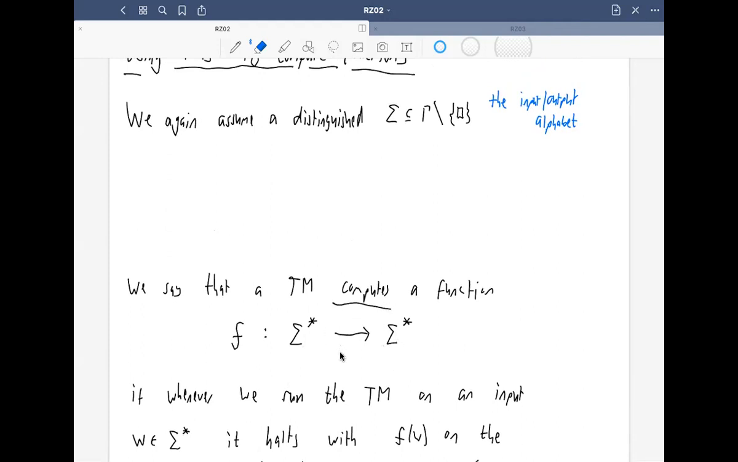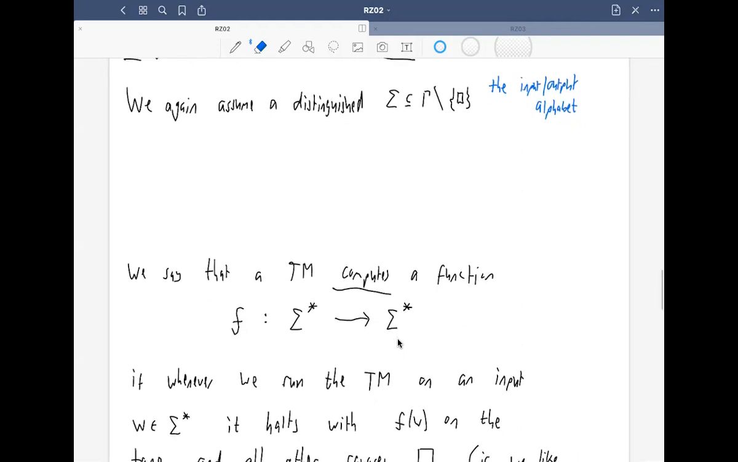Both the input alphabet and the output alphabet have to be subsets of the tape alphabet because the input word has to be written on the tape, and in the end, the output word has to be written on the tape. But on the other hand, I think I need to put this control bar down at the bottom.